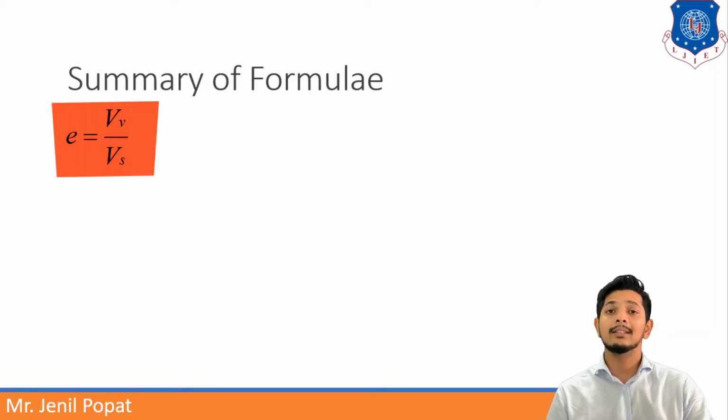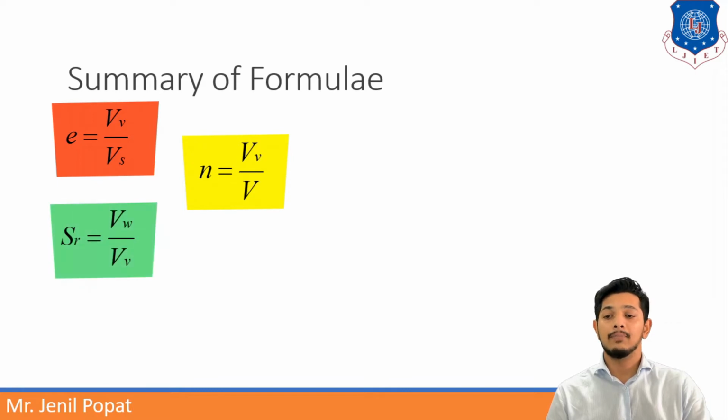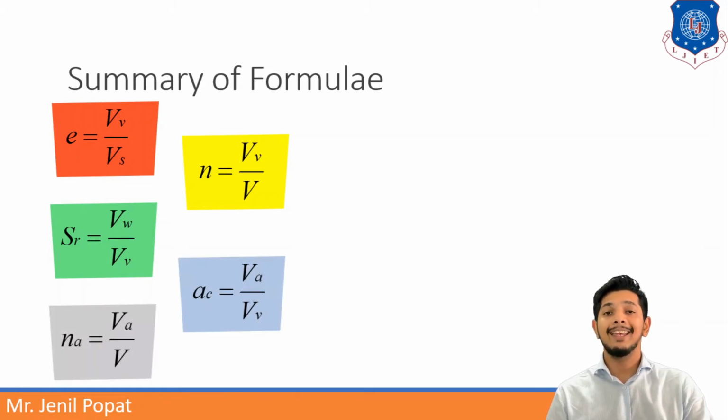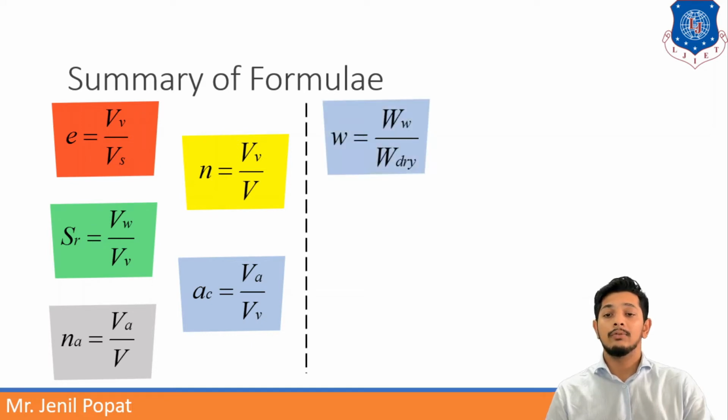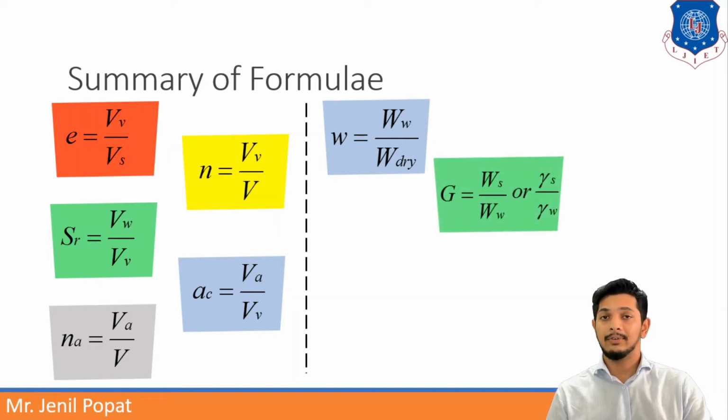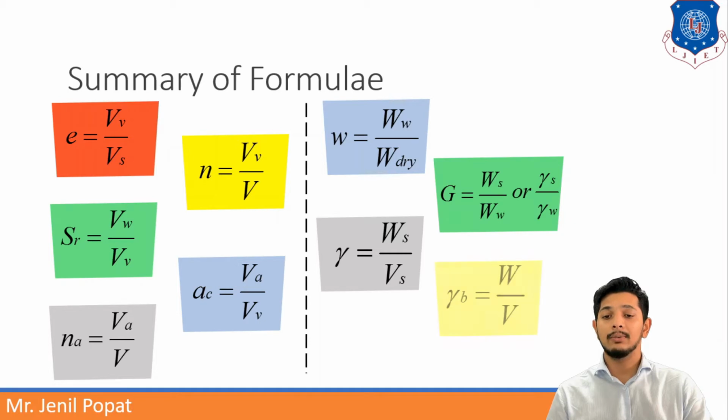First formula, e is equal to Vv upon Vs. n is equal to Vv upon V. Sr, the degree of saturation, is equal to Vw upon Vv. ac is equal to Va upon Vv. Same way, na is equal to Va upon V. Furthermore, water content w is equal to Ww upon Wd. G, specific gravity, is Ws upon Ww. Gamma is equal to Ws upon Vs, that is unit weight.